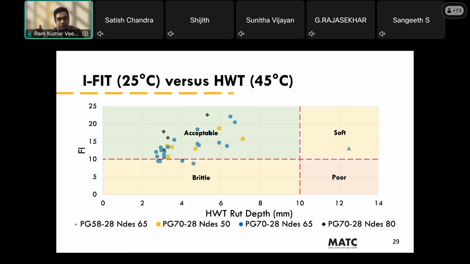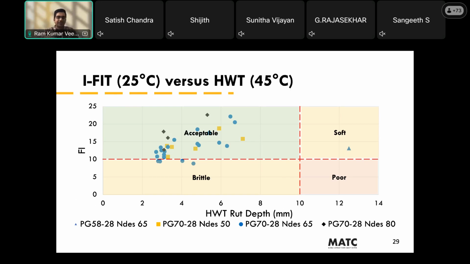The plot shows that all the modified mixtures, the PG 70-28 mixtures, regardless of their design or traffic design, tested at 45 degrees Celsius, were in the acceptable region, and they're satisfying the Hamburg wheel tracking test requirements, while the unmodified PG 58 that you're seeing on the far right from the project failed to meet the rutting criteria.